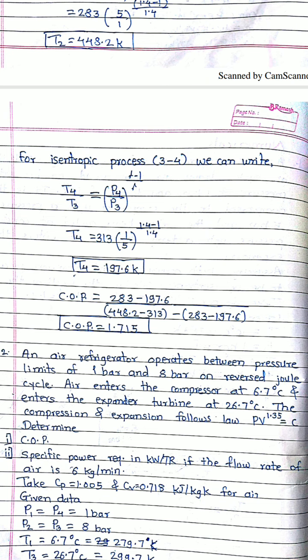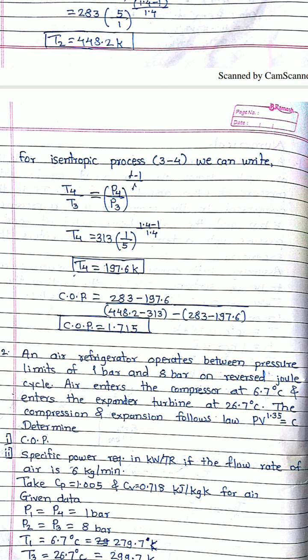Take Cp is equal to 1.005 kilojoule per kg Kelvin and Cv is equal to 0.718 kilojoule per kg Kelvin for air. Please remember these two values. Somewhere the values are not given, so you have to memorize these values, Cp and Cv of air. Cp is equal to 1.005 and Cv is equal to 0.718. So if you take the ratio, the adiabatic index Cp by Cv, that value is equal to 1.4.